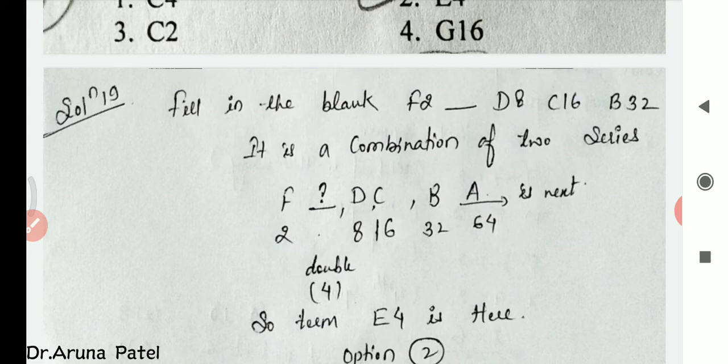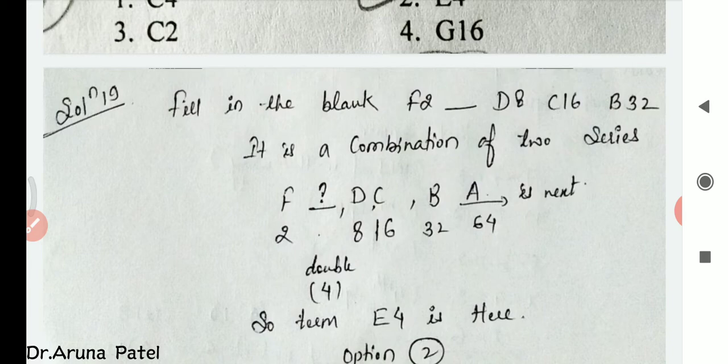So here the first alphabet is F, then blank, then D, then C, then B, then A. So they are in descending or decreasing order. Now for F having 2, missing number there, D having 8, C having 16, B having 32. So if we go from D to A, 8 is doubled to 16, doubled to 32, and doubled to 64. So here the double relation is followed with the number.